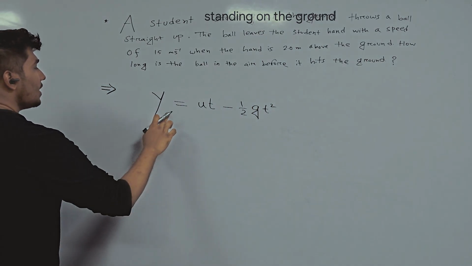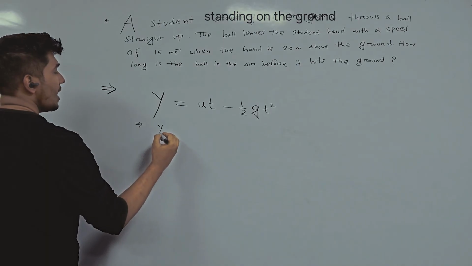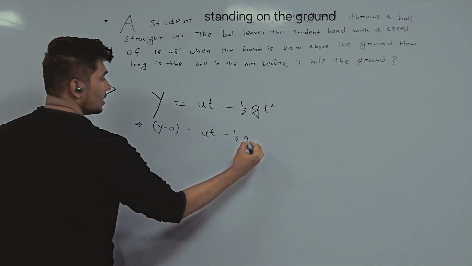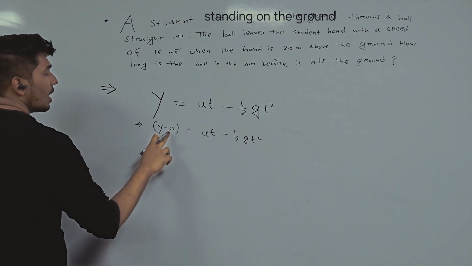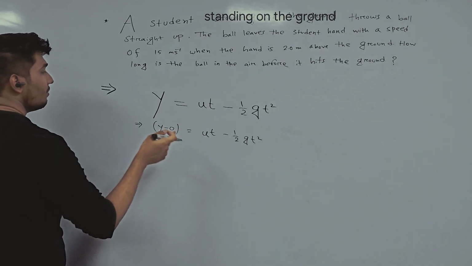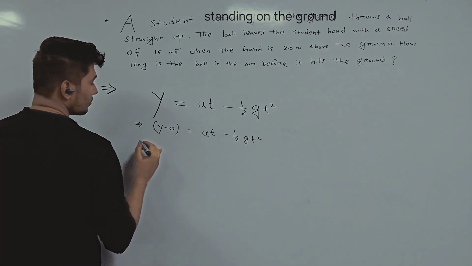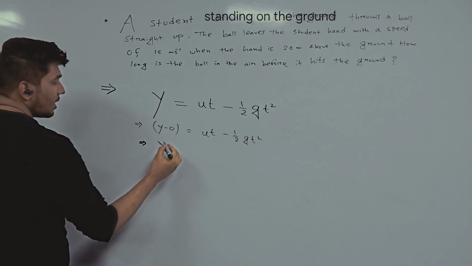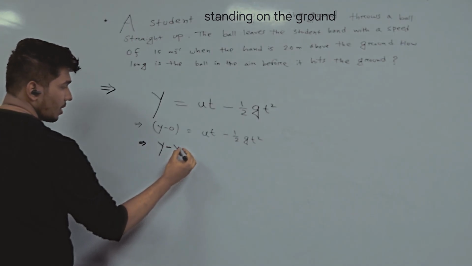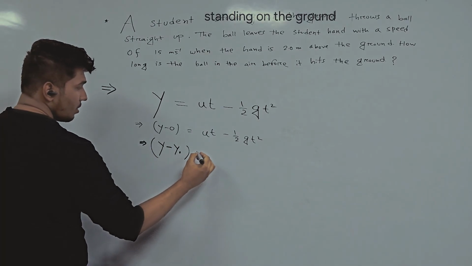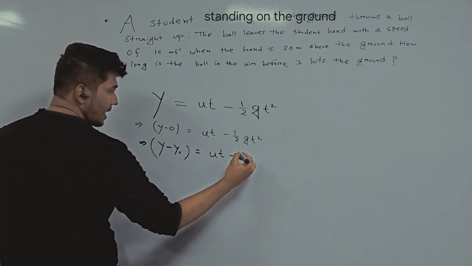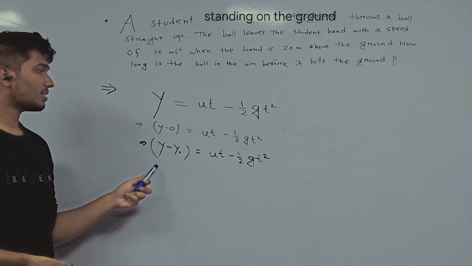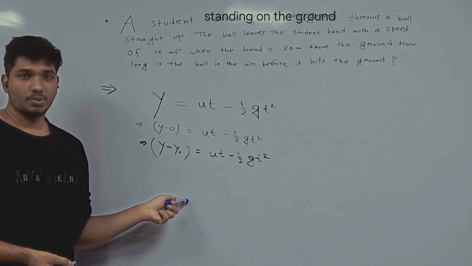Now I want to rewrite this equation in such a way: y minus 0 equals ut minus half gt square. What I did here is I added a negative 0 in the function of y. Now I will just replace this 0 with any certain point we want. So I replace this with y minus y naught is equal to ut minus half gt square. I think all of you understand how I made this equation.